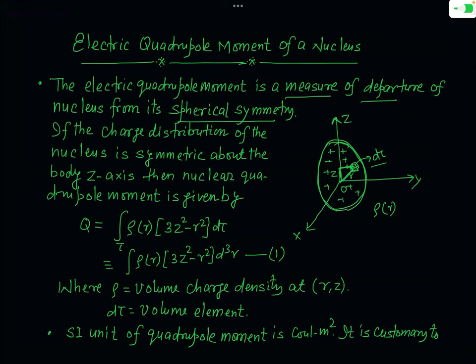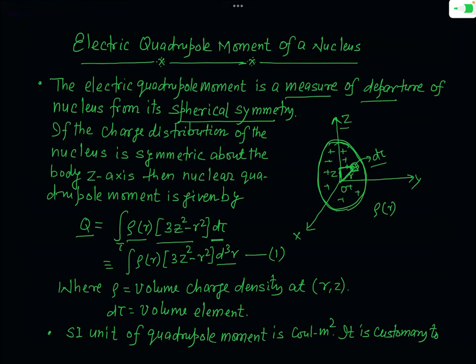axis, about which the nucleus is supposed to be symmetrical, that quadrupole moment is denoted by the symbol Q, and it is defined by this equation. You can see this is the integral over tau of rho of r (3z square minus r square) d tau. Instead of this volume element d tau, you may also write d3r. So this is the quadrupole moment of this nucleus when we consider that the nucleus is symmetrical about this body z axis or a space fixed z axis.